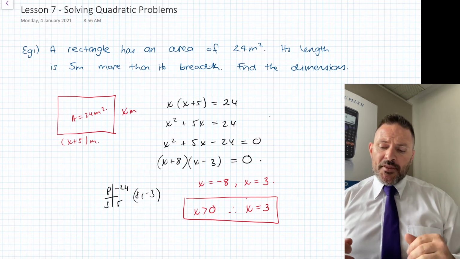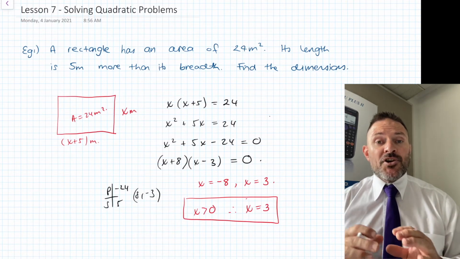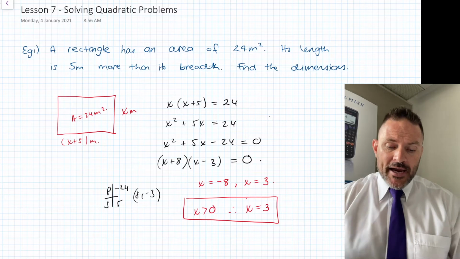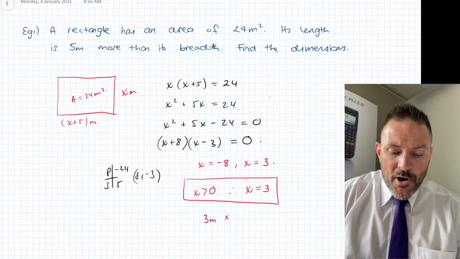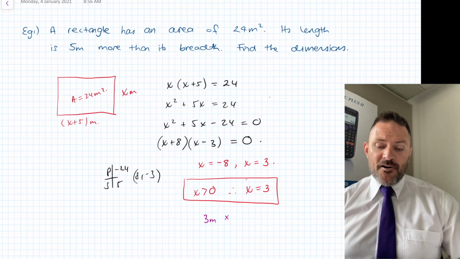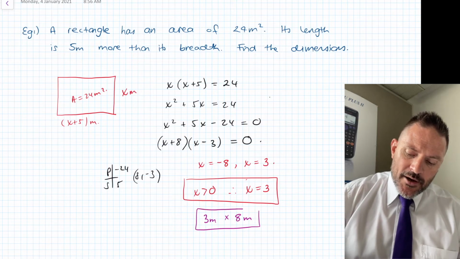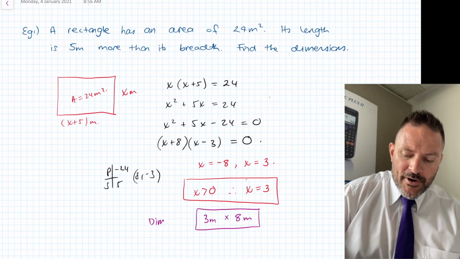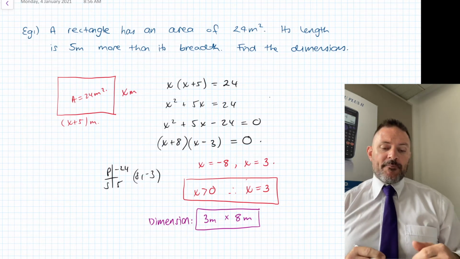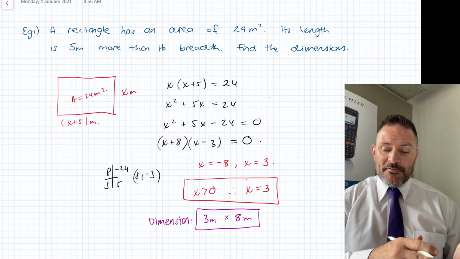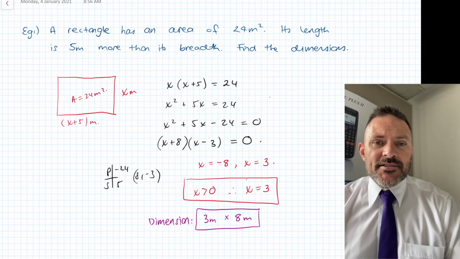Now, the other thing I want you to do is answer the questions, which ask for the dimensions. That means I go back and look at the lengths. So I've got 3 meters by 3 plus 5, which makes 8. I have 8 meters, and that is the dimensions for my rectangle. And of course 3 times 8 makes 24. I'm good to go. Okay, so again, I hope that made sense.